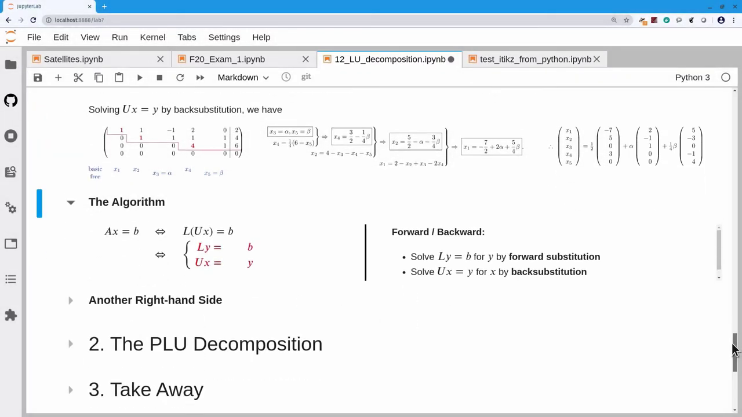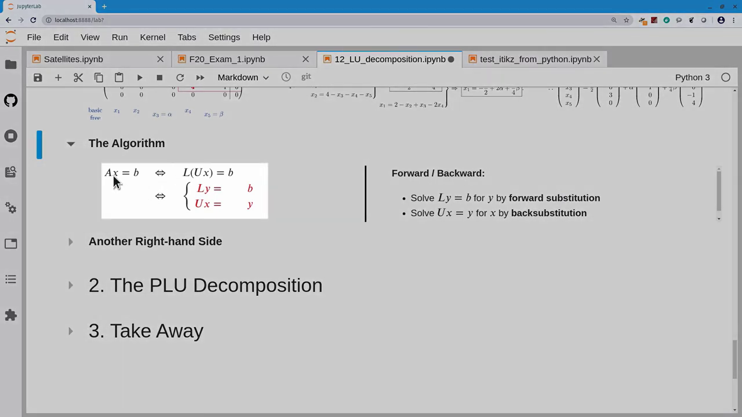The algorithm then is quite simple. Write our system, Ax equals B, in the form LU times X equals B. I don't know the vector X, so a priori I don't know the vector U times X, so let's give that a name, we'll call it Y. So L times Y is equal to B, where we've set UX equal to Y. So we solve LY equals B by forward substitution, and UX equals Y, plugging that Y into the second equation, and solve that by back substitution.